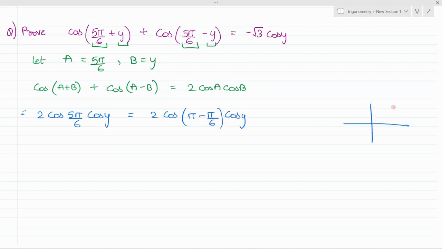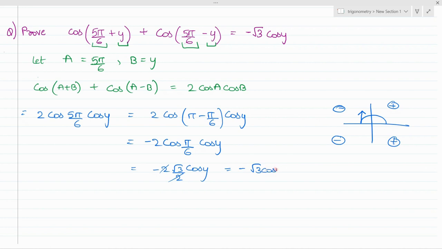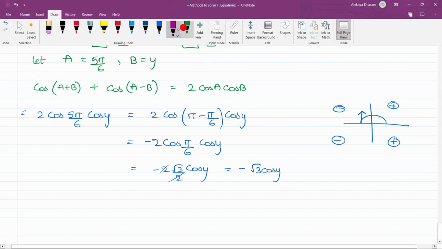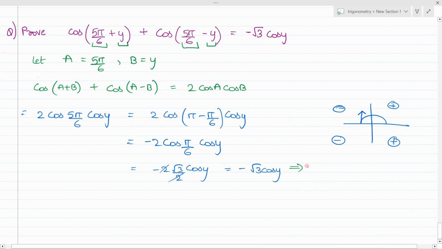So if you see here, cos is positive in the first quadrant and fourth quadrant, and negative in these two quadrants. So pi minus pi by 6 comes in the second quadrant. So it becomes negative. So minus 2 cos pi by 6 cos y. Cos pi by 6 is nothing but root 3 by 2. So this gets cancelled: minus root 3 cos y. So this is the required RHS to this question.